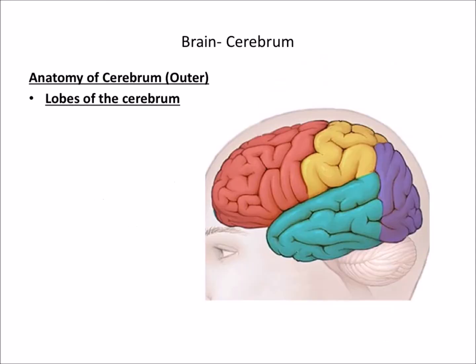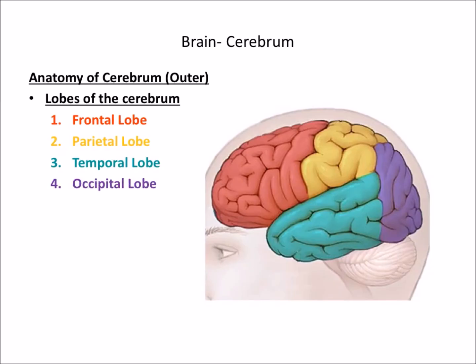There are four major lobes of the cerebrum. The first lobe is called the frontal lobe. The second lobe is called the parietal lobe. The third lobe is called the temporal lobe. And the fourth lobe is called the occipital lobe.